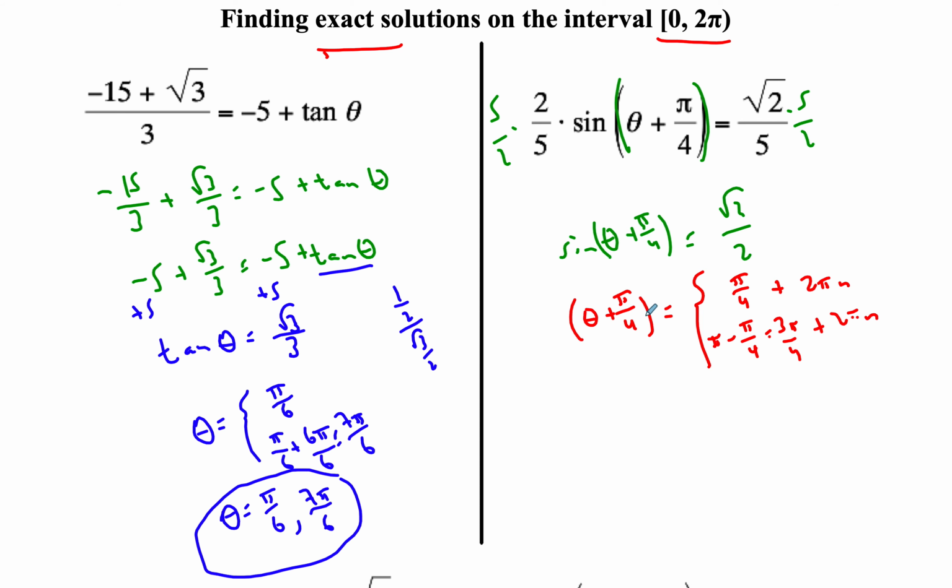Now, I've not quite got theta by itself, so I'm going to go ahead and boldly get rid of this pi over 4 by subtracting it. So when I subtract it, it's only going to affect the pi over 4. Back that up.